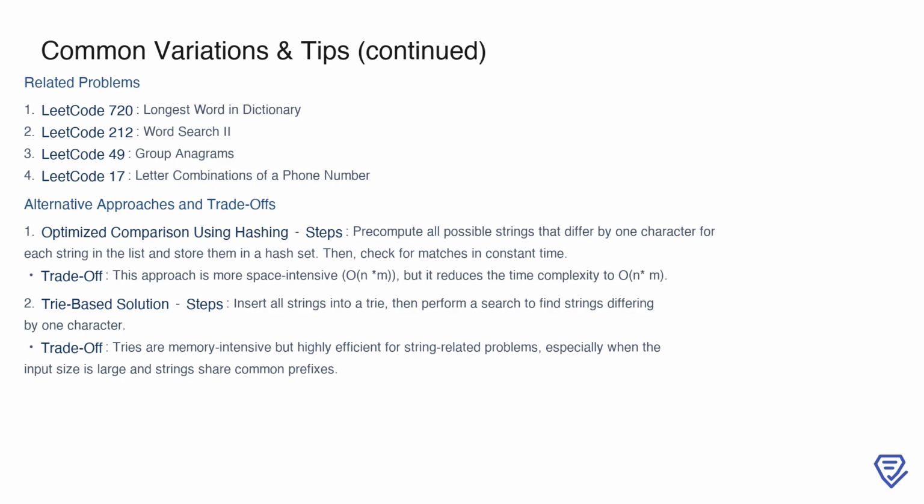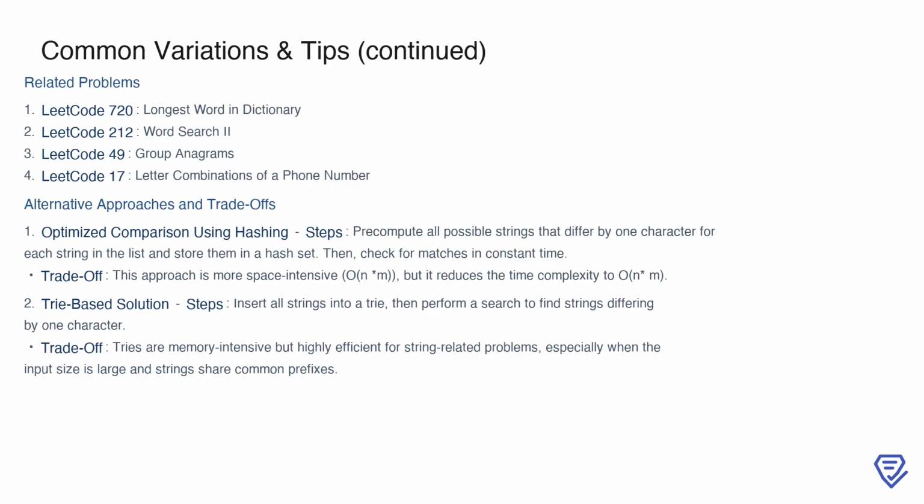Now, when optimizing your approach for this problem, one effective strategy involves pre-computing all possible strings that differ by one character for each input string. By storing these in a hash set, you can check for matches in constant time. The trade-off here is increased space usage, as the approach requires O(m) space, but it substantially reduces the overall time complexity to O(n)(m). Alternatively, you can consider using a tree-based solution.